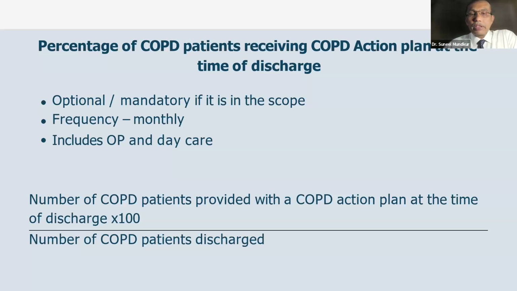The number of COPD patients provided with the COPD action plan at the time of discharge is the numerator, divided by the total number of COPD patients discharged from the hospital in the same period, multiplied by 100, which gives the percentage of COPD patients receiving an action plan.